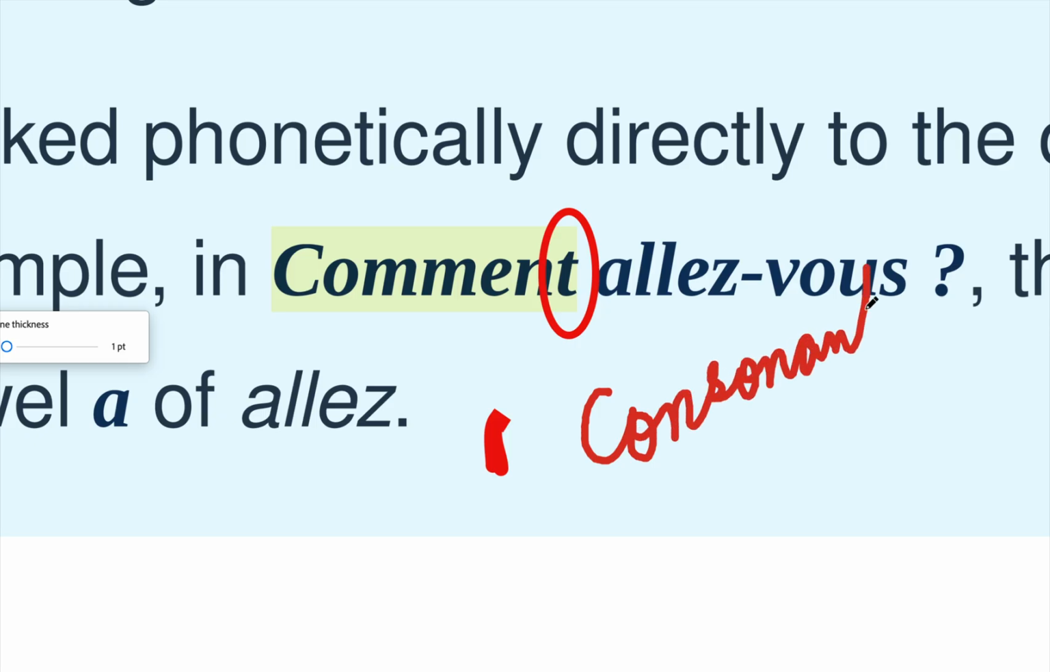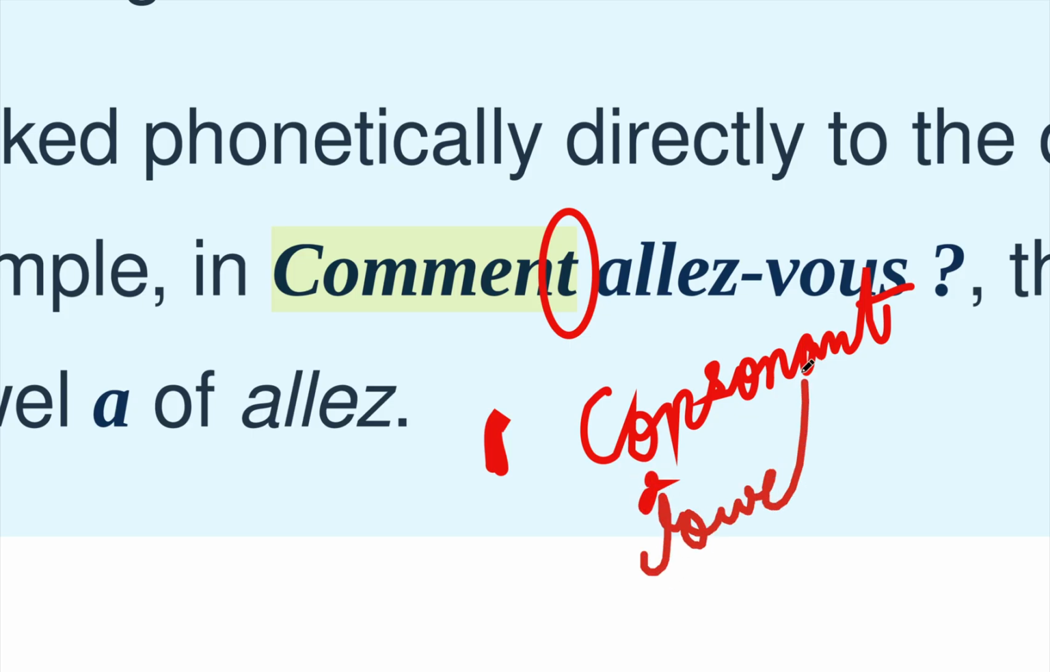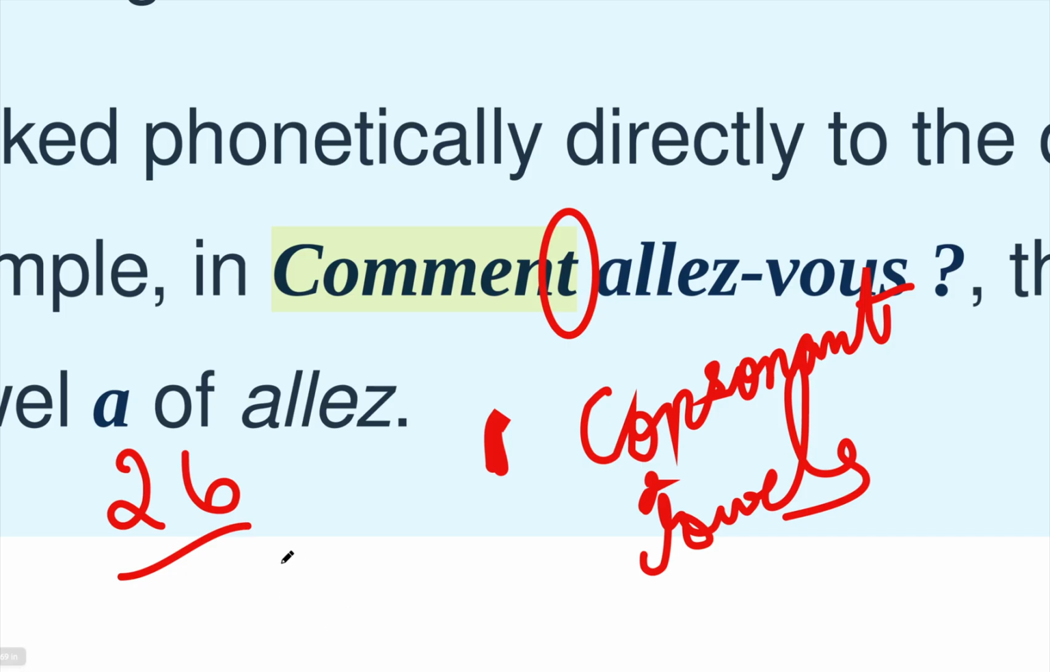So, consonant and vowel. Okay, vowel, all of you know what vowels are, right? But there are a total of 26 alphabets in English. Okay, as in French, we have 26 alphabets.